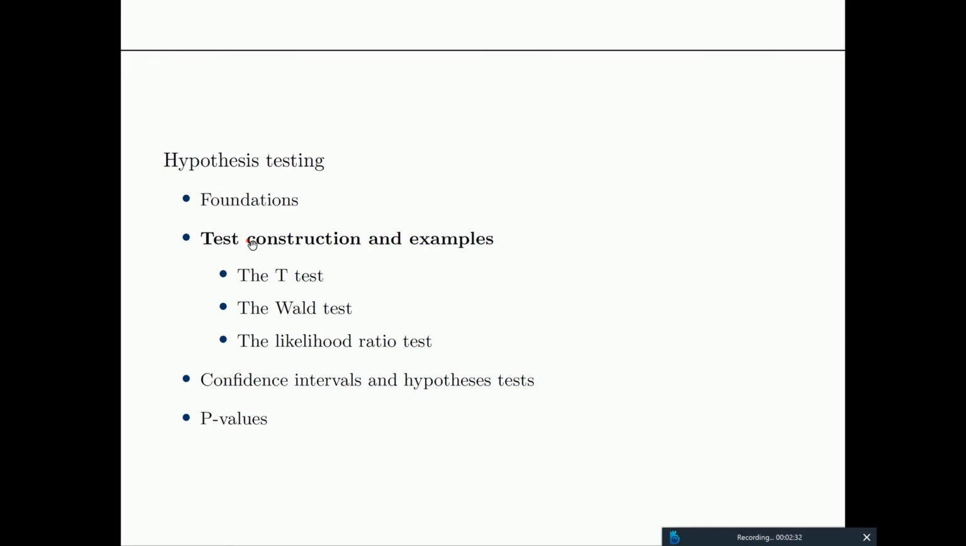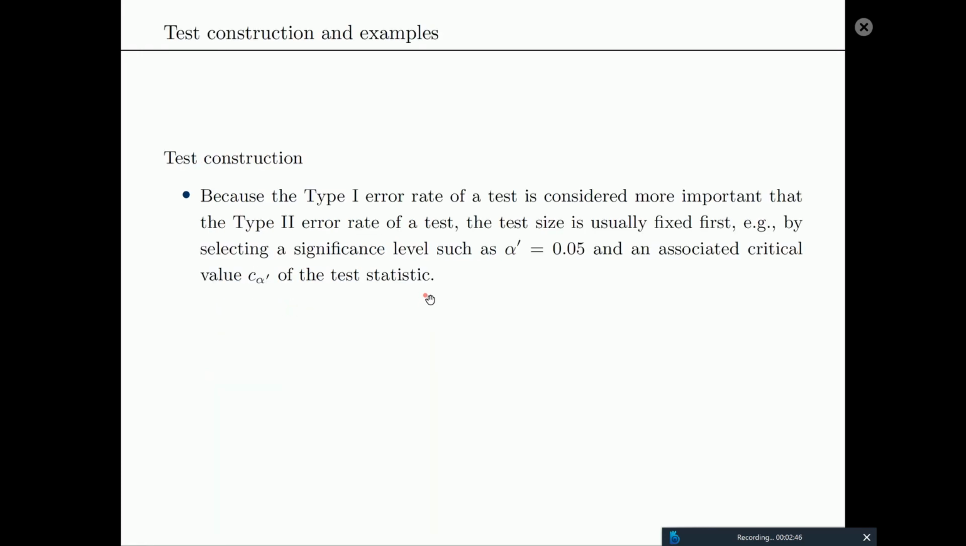So based on the general theory, I first now want to introduce the general way of constructing a test, so basically using these general concepts to set up a test. And once we've seen that, we will actually do this for at least the t-test and the Wald test.